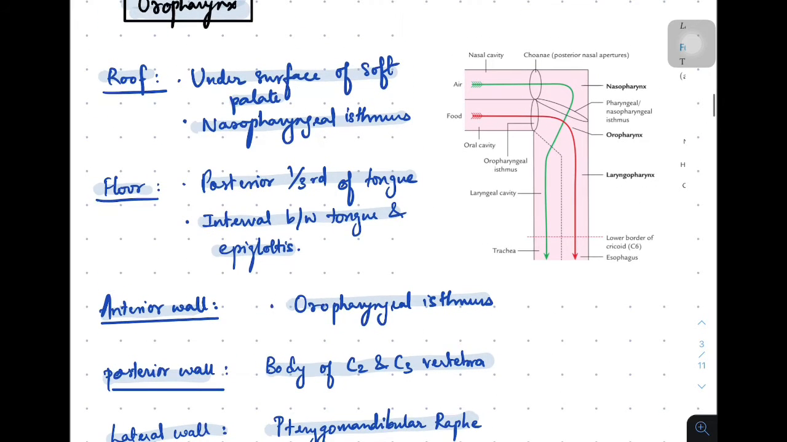As you can see in this image, the oropharyngeal isthmus is forming the anterior continuation of the oral cavity with the oropharynx, and the floor is formed by the posterior third of the tongue and the interval between the tongue and epiglottis. This is the oropharynx.